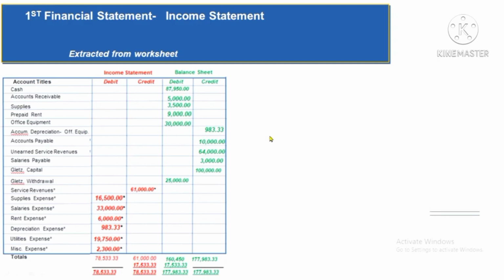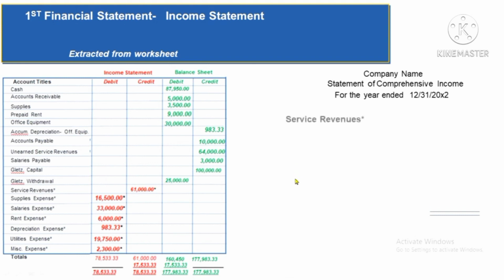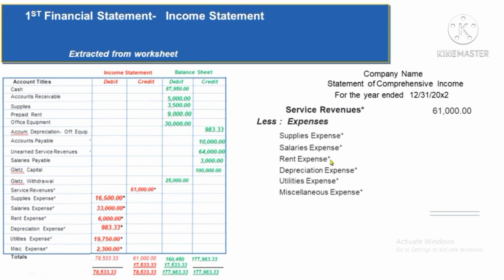So you can start with the heading, which consists of the company's name followed by the title of the financial statement. In this case, we have the statement of comprehensive income and the period covered. After that, extract the details from here. So let's start with the service revenues, which has a balance of 61,000. So you put it right here, and then followed by all of these expenses from the supplies expense up to the miscellaneous expense. Let's copy them, but never forget their balances.